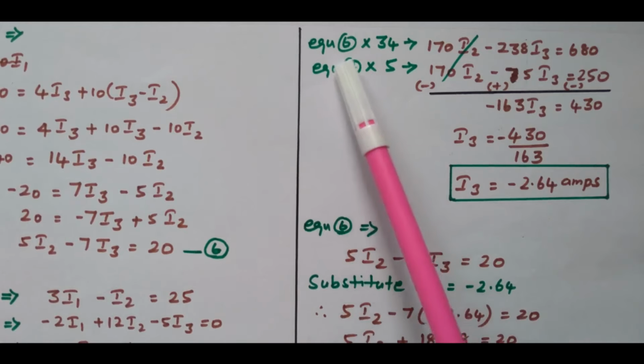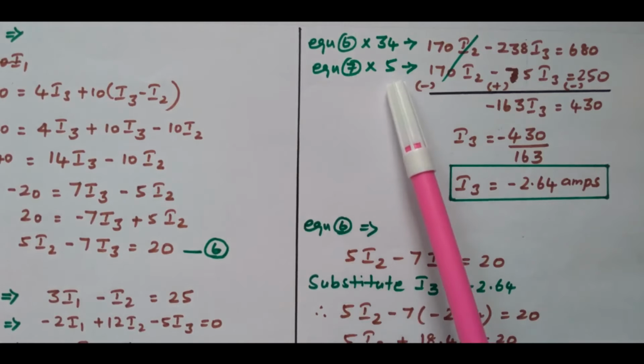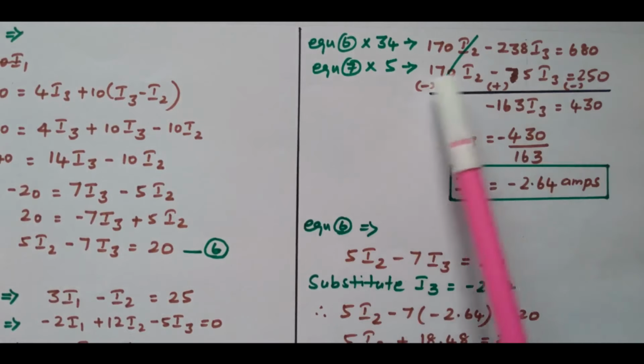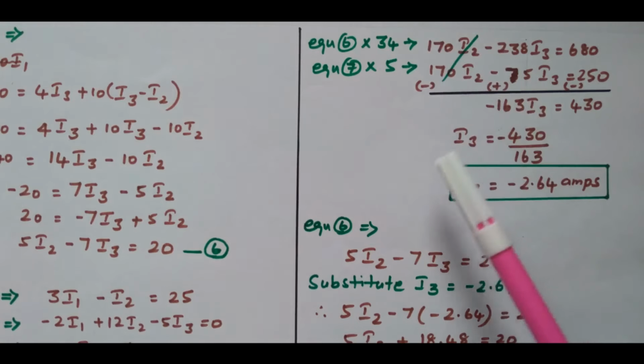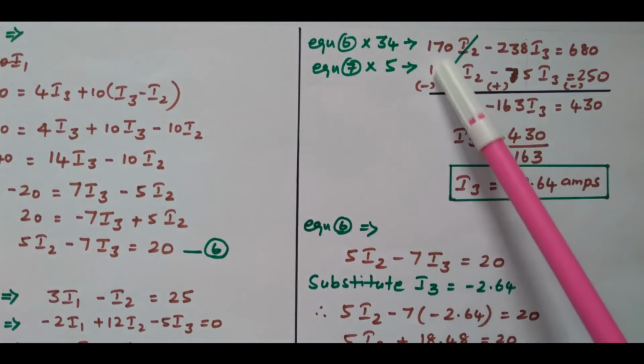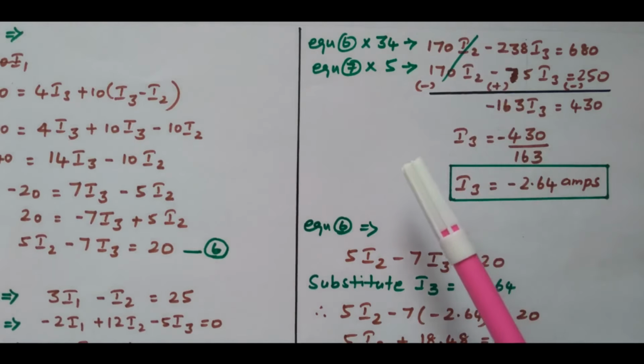So equation 6 is multiplied by 34. Equation 7 is multiplied by 5. Right? So that we got this value. See here both are 170. So we can easily cancel. But both are positive here, so we need to subtract. Then only it becomes cancelled. In the previous case, one is positive, one is negative.